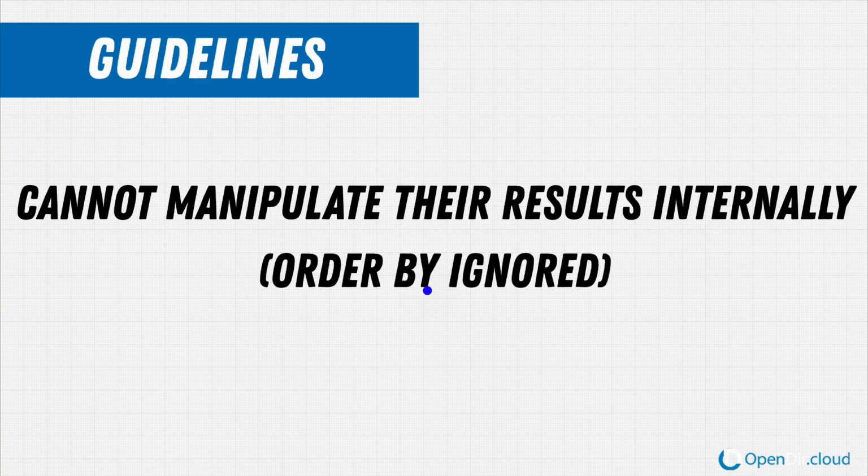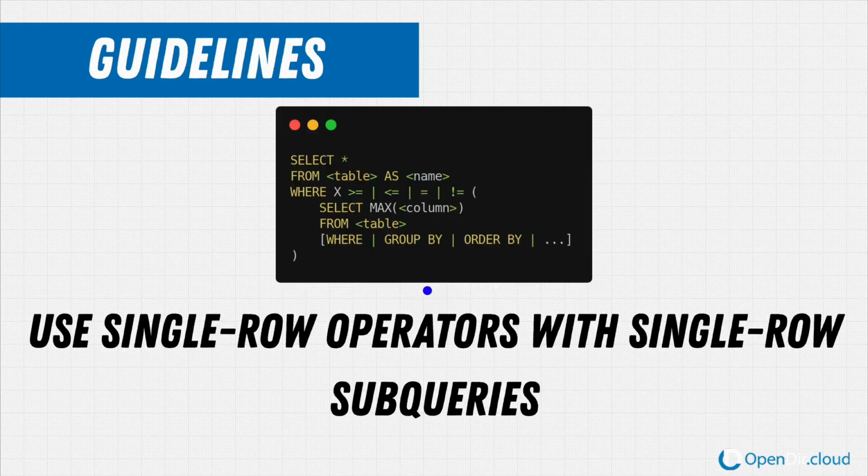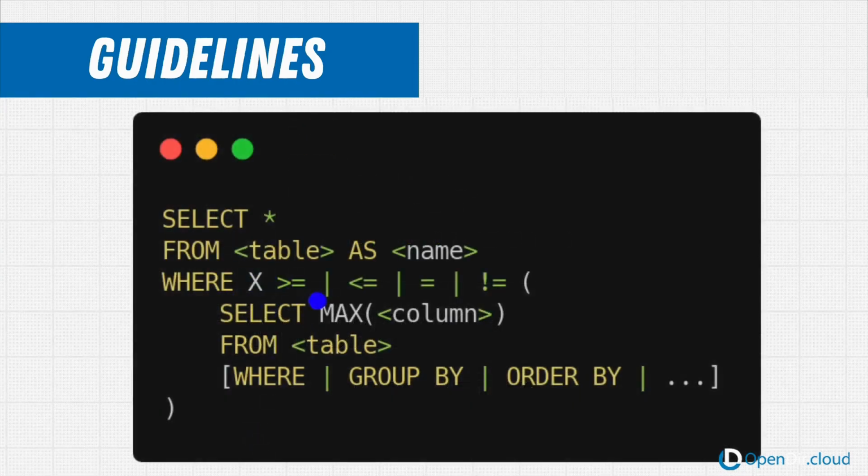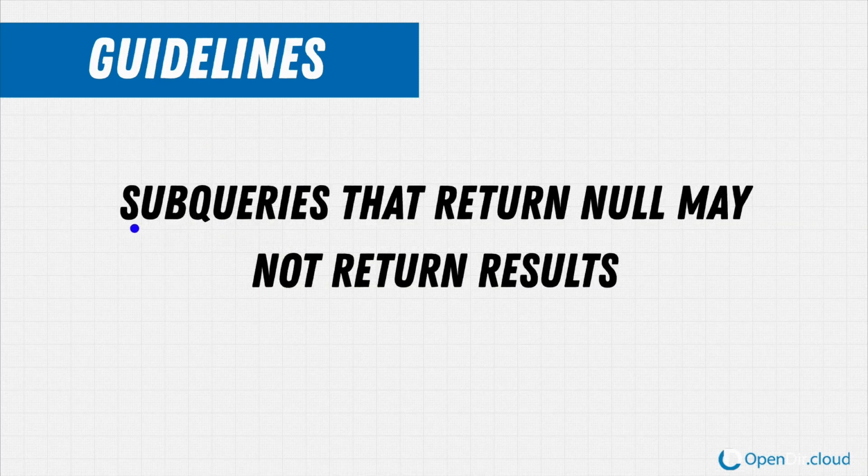And so with all of those guidelines, we kind of bleed into the next one. We always use single row operators with single row subqueries. What do I mean by that? Well, when you use average, min, max, or whatever, we generally are going to use the single row comparators: equal to, less than, not equal to, against the subqueries that are going to return a singular result, min, max, average, for instance.